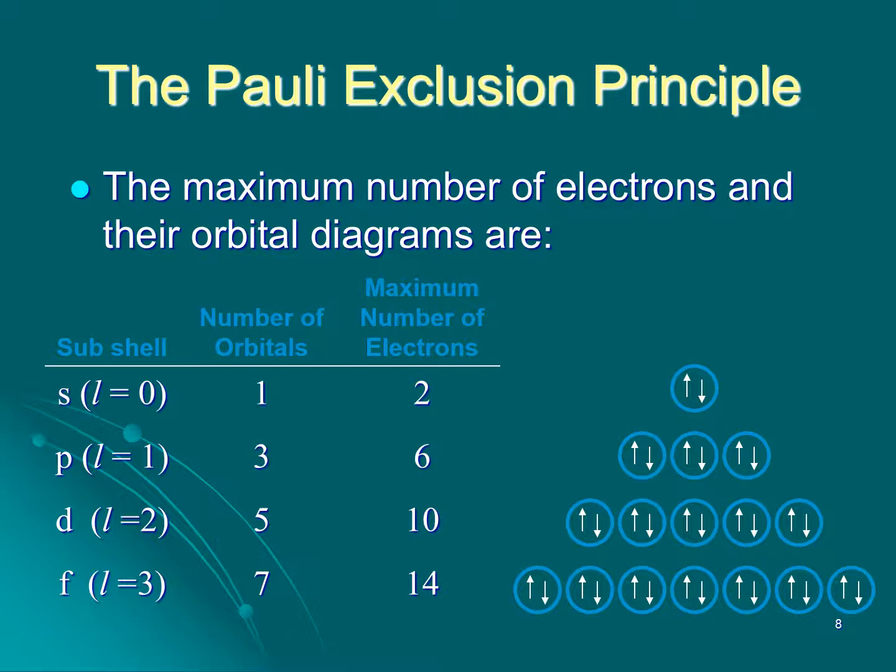Okay, so just a little bit of review from Chapter 7. The maximum number of electrons are shown here. For an s subshell, since there's only one orbital, we can only have 2 electrons. A p subshell has 3 orbitals and a total of 6 electrons. A d subshell has 5 orbitals and 10 electrons. And an f subshell has 7 orbitals and 14 electrons.